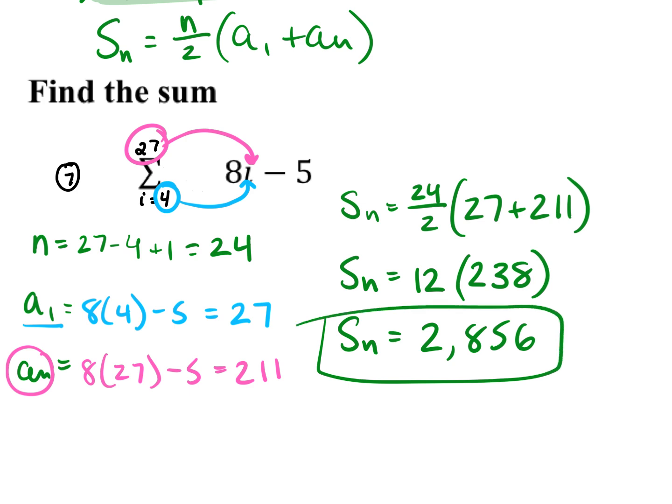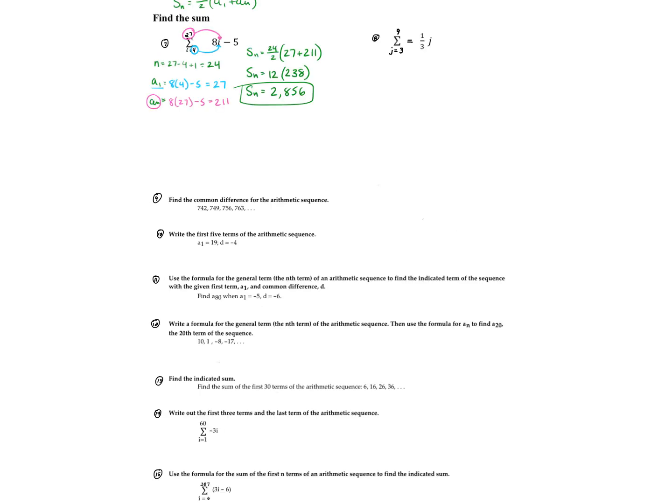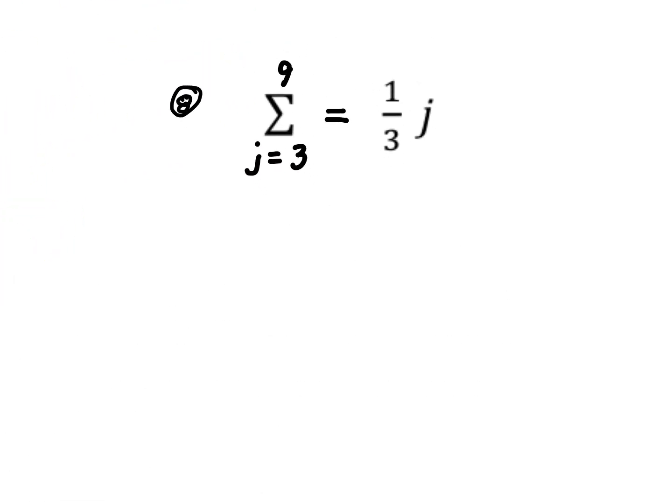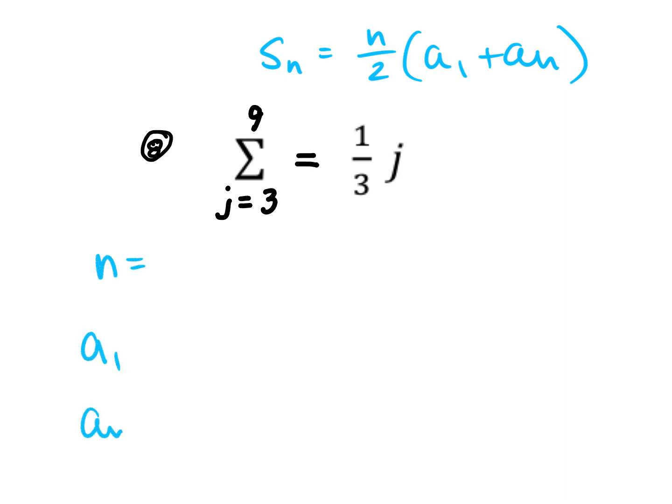All right, the last one I want to do with you is on the last page. Let's look at number 8. So this symbol means that we have to find the sum. So we're going to use our sum formula. S sub n is equal to n over 2 times a sub 1 plus a sub n. So we need to find n, a sub 1, and a sub n.